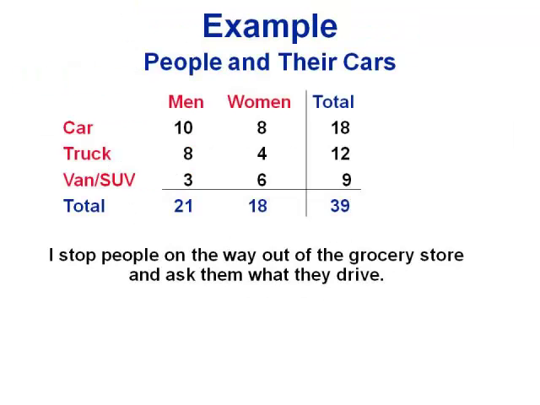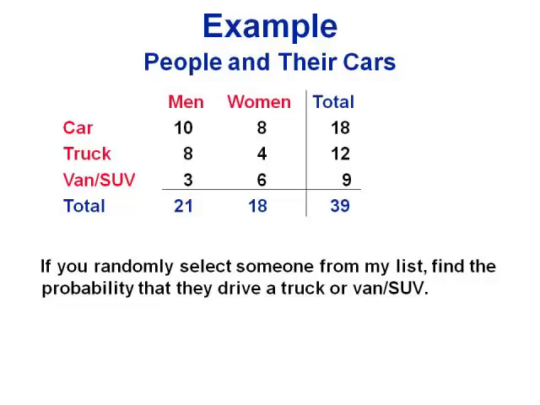For example, let's say that I've done a survey and I've asked people coming out of the grocery store what they drive. And so this chart breaks it down, men versus women. Did they say that they drove a car, a truck, or I put vans and SUVs in the same category. So let's say out of this group of people, I want to know, if you randomly select one, what's the probability that this person either drives a truck or a van SUV?